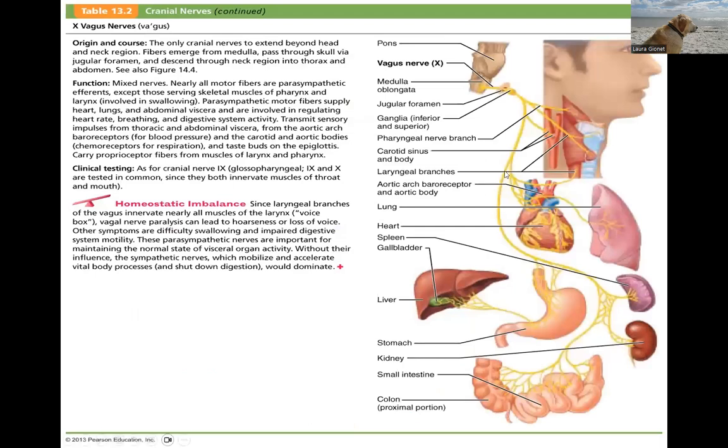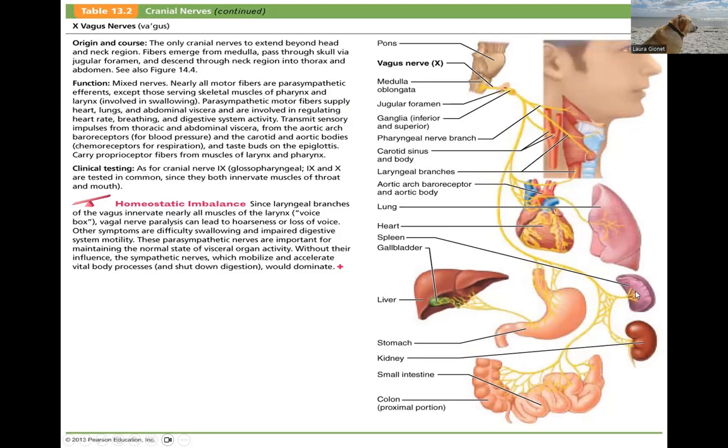Okay, and this gives you more detail about vagus. Vagus is a huge nerve. Look at all to the right, all the different areas that it innervates. You can see right at the top, it's innervating muscles of the throat, so it's very active in swallowing and what's called peristalsis. The heart, the lungs, the pancreas, the spleen.